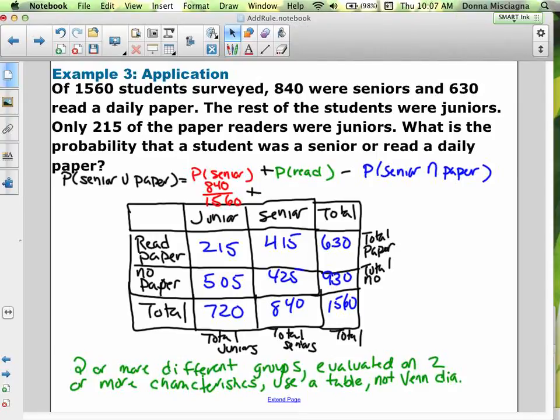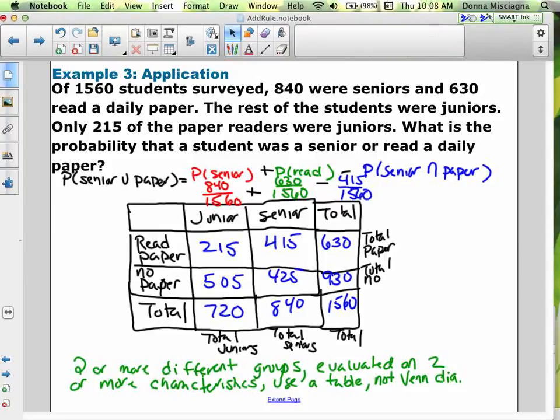And then how about the probability of read the paper? Green 4. 630. Yep. Now, some people were counted more than once because they're in each category. So we have to subtract those people off. So what are we going to subtract off? Orange 2. 415. Yes. So we're going to subtract off 415 over 1560.